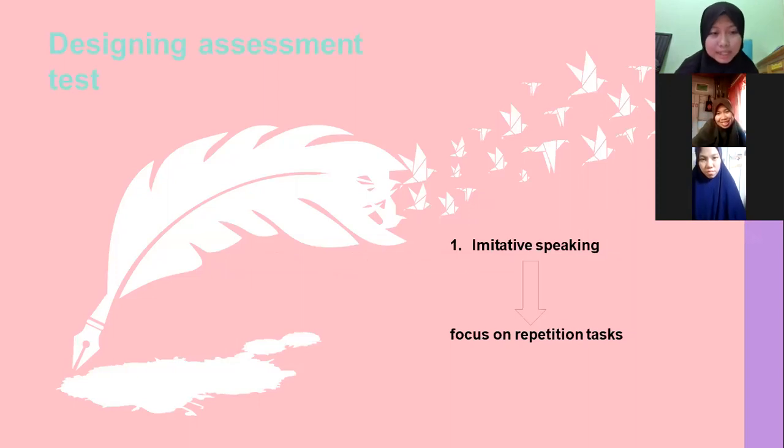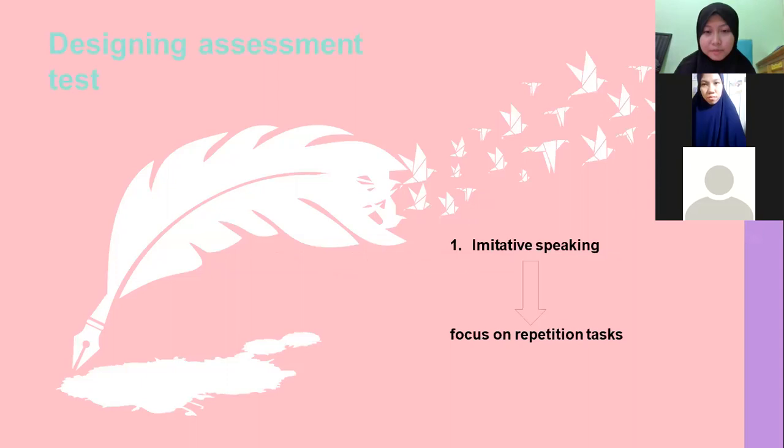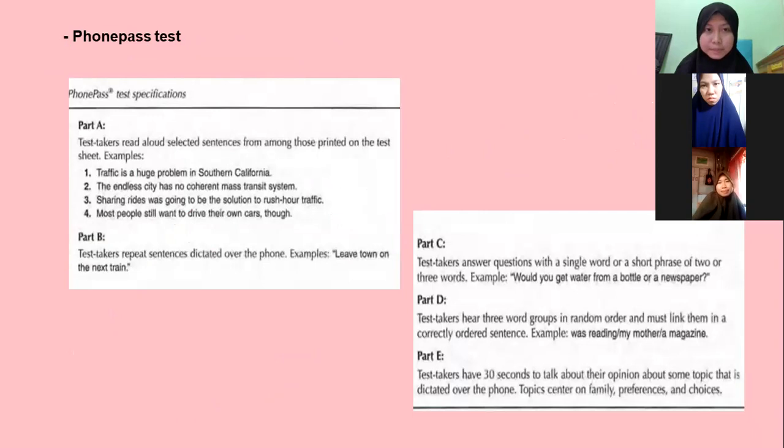So, I'm going to explain designing assessment tests. The first one is imitative speaking. According to the first speaker's explanation, imitative speaking is the ability to simply parrot back or imitate a word or phrase. So, in imitative speaking, designing assessment tests focuses on repetition tests. An example of an imitative speaking test is the PhonePass test. The PhonePass test is a popular speaking test in many countries. The PhonePass test elicits computer-assisted oral production over a telephone. The test has 5 parts: A, B, C, D, and E.